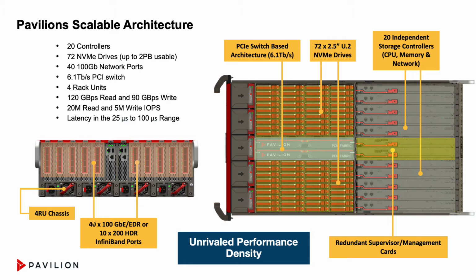The result is a system that can deliver up to 120 gigabytes per second read and 90 gigabytes a second write. Up to 20 million read IOPS and 5 million write IOPS, all in the latency range of 25 to 100 microseconds. The Pavilion scalable architecture delivers not just performance, but unrivaled performance density. Now, let's get to the demonstration.